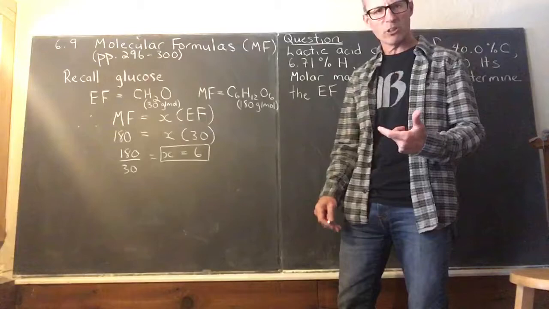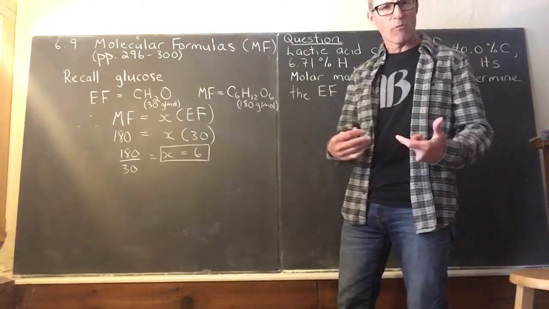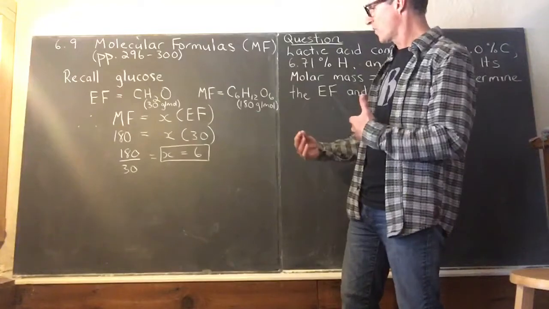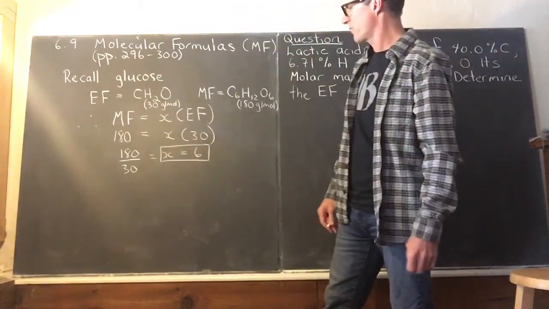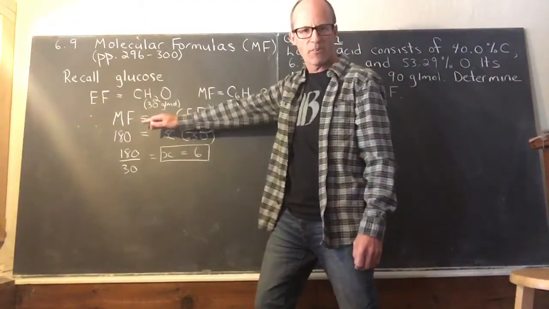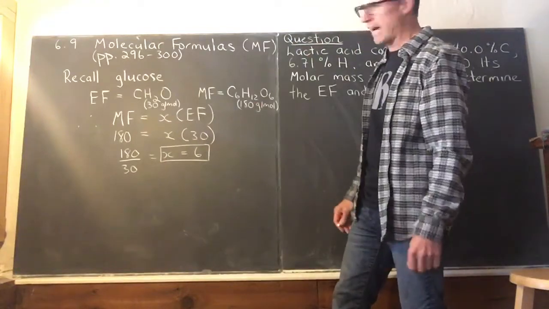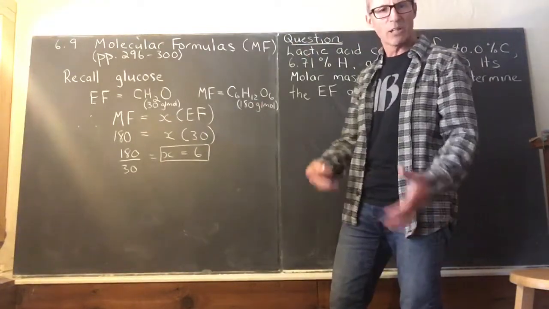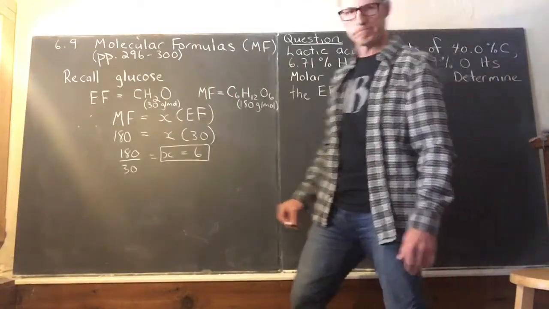So we can figure out the molecular formula from the empirical formula if we can find out what X is. The molecular formula mass is always going to be equal to the empirical formula mass times some variable X. And clearly in this case you can see that X is 6. So that's really what we're going to do today. That's the simplistic look at it.